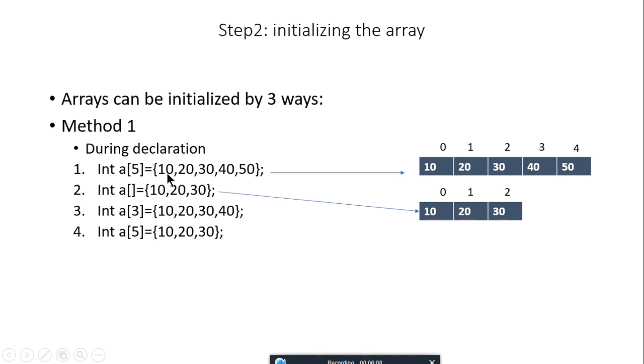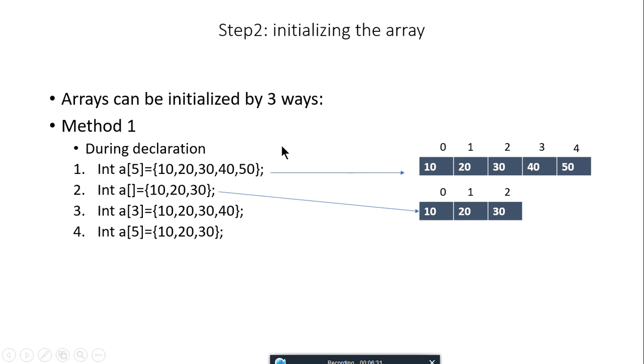So I have placed 5 values here, 10, 20, 30, 40, 50. If you do this, an array will be created to you like 0 to 4, and the first element will be placed at first position, second element will be placed at second position, and so on. So this first step will create this array for you. Okay, 10, 20, 30, 40, 50.